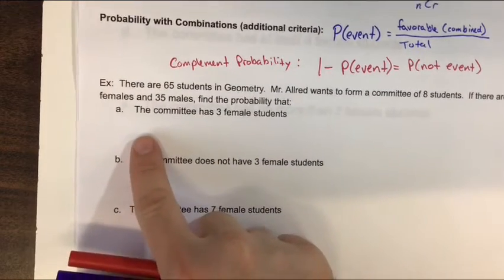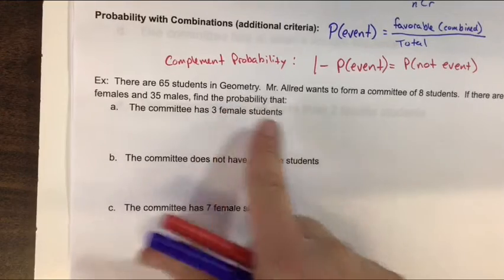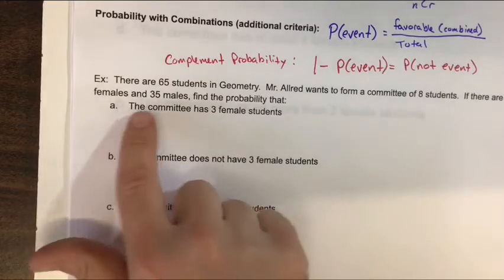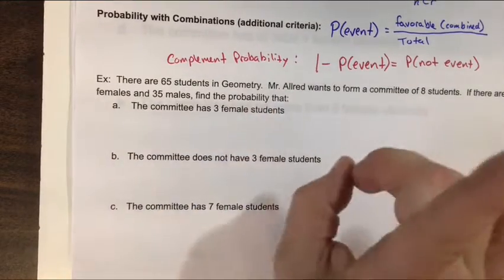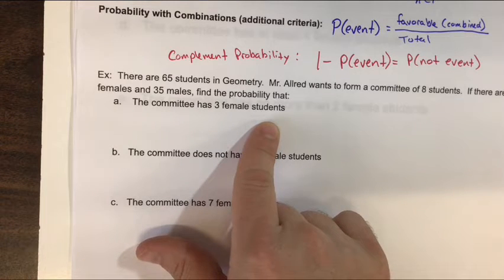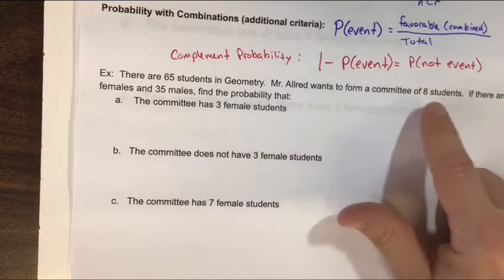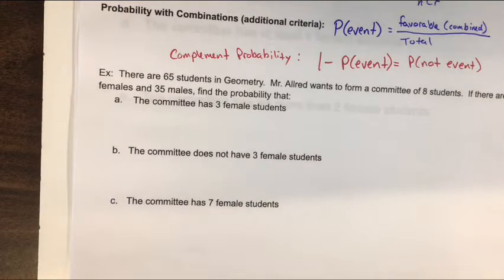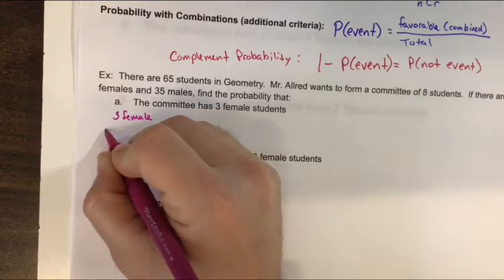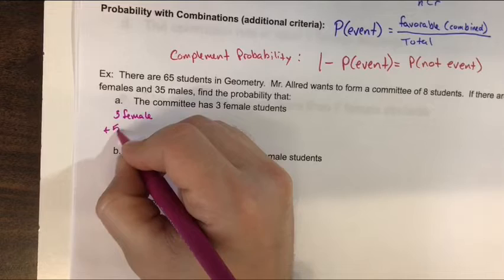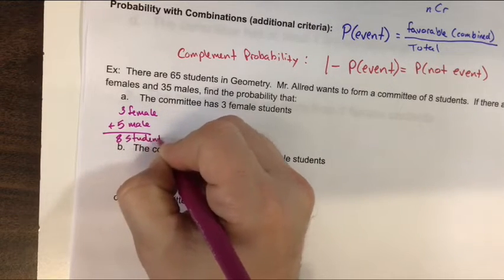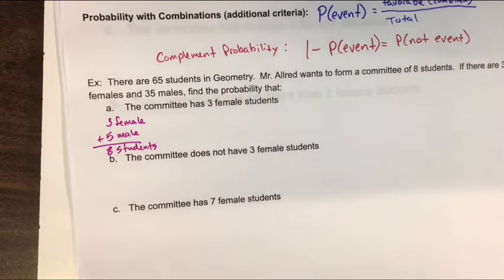All right, so in our first example, part A, we're going to go through some of these, but not all of them. In our first example, there are 65 students in geometry. Mr. Allred wants to form a committee of 8 students. If there are 30 females and 35 males, find the probability that the committee has 3 female students. Okay, and so what that means is, if there are 3 female students, the committee is still going to be 8 students. We have to have an additional 5 male students then to get our total of 8 students.